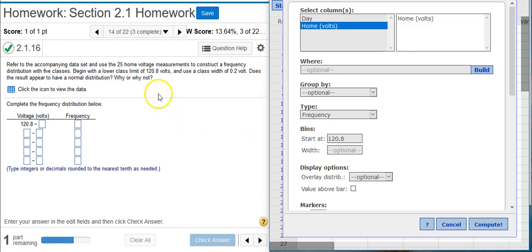120.8 because we were told in the problem statement to start with 120.8 volts. The width, we're told to use a class width of 0.2 volts, so I'm going to put 0.2 in here. And I don't know why whoever was coding StatCrunch didn't make this the default selection because it's extremely useful. But value above bar, I'm going to check this box next to value above bar. And you'll see how useful that's going to be in a moment. All the other default values are fine for our purpose, so we're going to click Compute.